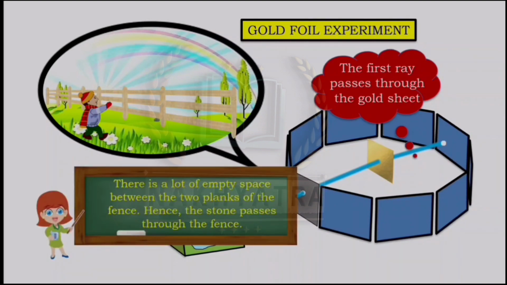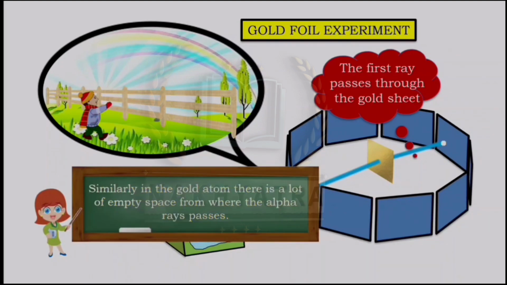Yes, it is a simple answer. There is a lot of empty space between the two planks of the fence. Hence the stone passes through the fence. As you can see here, there is a lot of empty space between the two planks of the fence, so the stone can easily pass through.